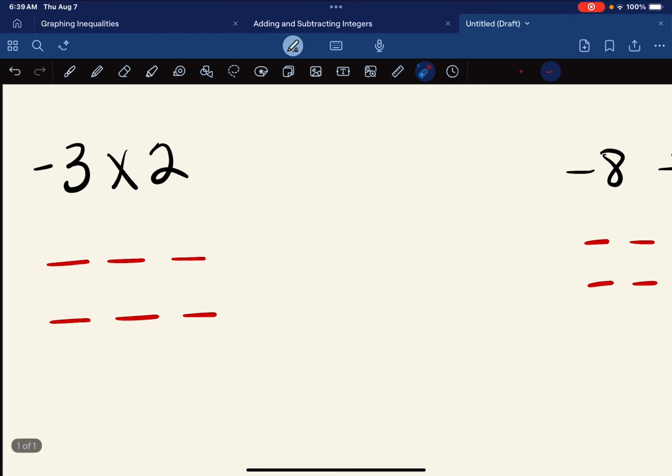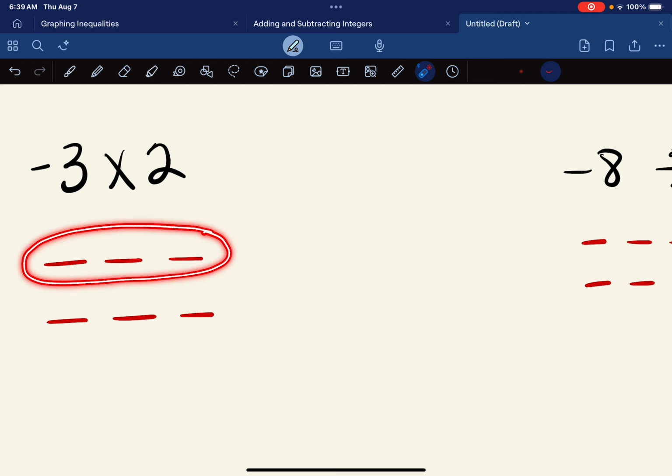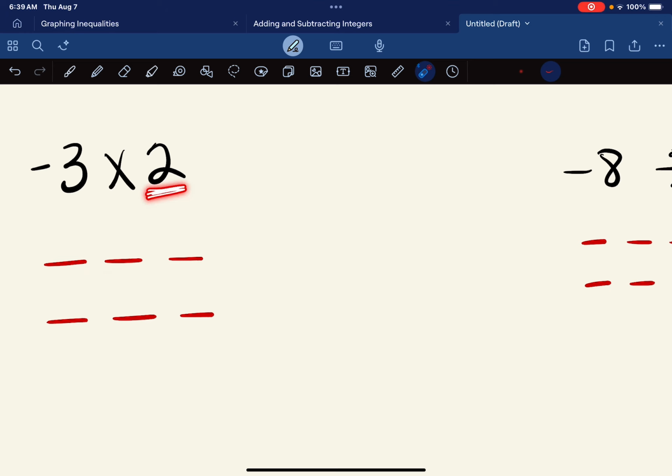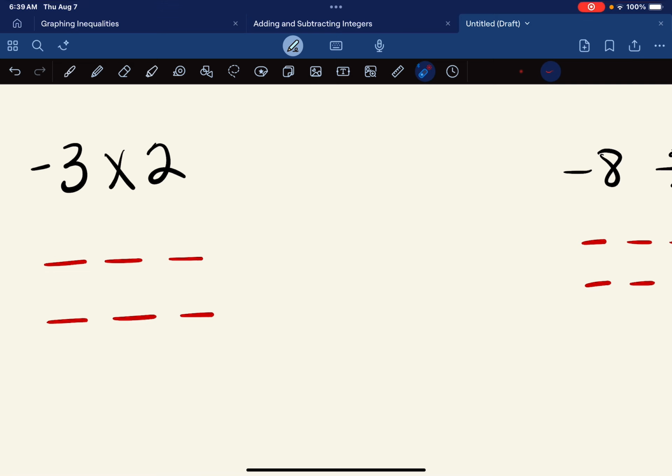So we went ahead and drew out 3 negative signs for you right here. So we have a group of 3 negatives, but we want to have those negative values 2 times. So here's my first group and here's my second group. So how many do we have all together? Hopefully you see that we have 6 negative signs. So -3 times 2 gives us a -6.